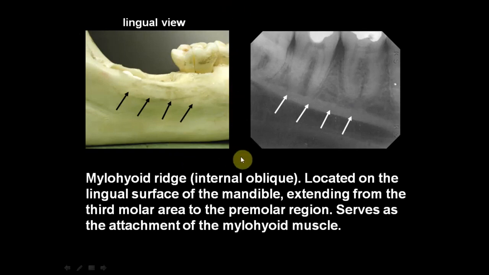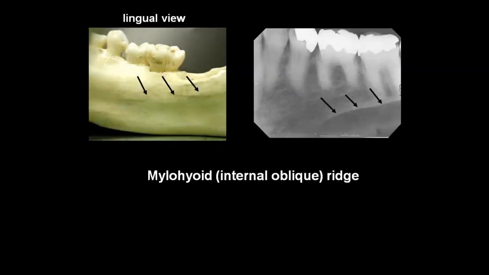Next is your mylohyoid ridge. This is a radiopaque line that is seen across the periapex of your mandibular molar roots. You can see that it extends towards the apices. Sometimes it might be located just above, or superior to, your mandibular canal. Yes, well demarcated over here.